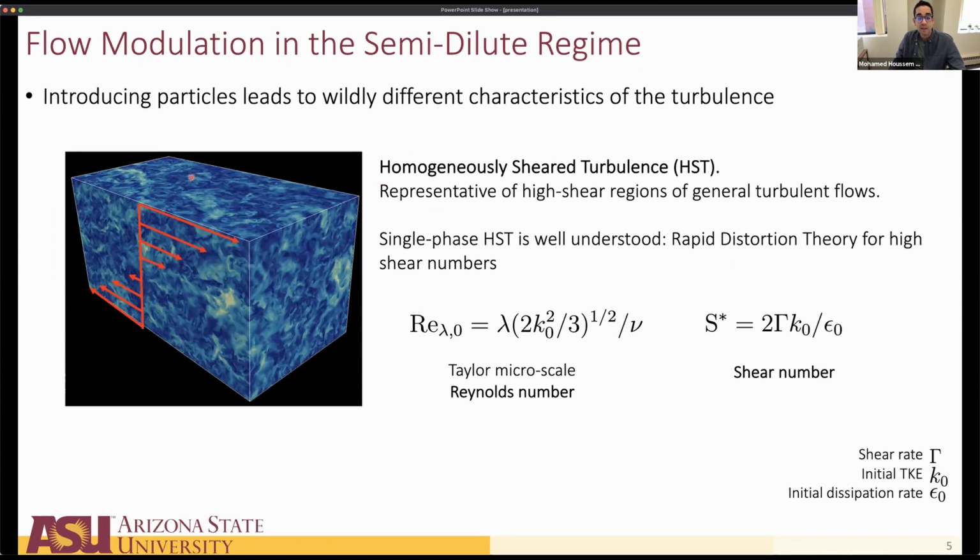So what I'm taking here is a canonical flow. This is homogeneously sheared turbulence. This is a flow that's been studied extensively, so we do understand a lot about this flow. We're starting with homogeneous isotropic turbulence, and what we do next is shear this turbulence box. So there are two numbers that characterize this flow. It's the Taylor microscale Reynolds number right here. And we also have a shear number, which determines how strong the shear is.